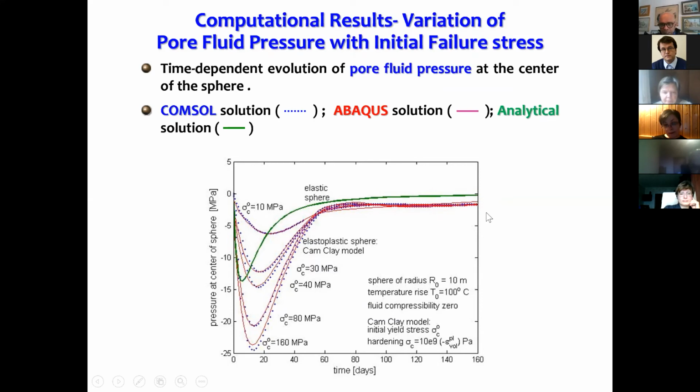The objective of this analysis is really that you can't do analytical solutions for this. It's extremely difficult. You could, I suppose, but it takes a lot of time and effort. But if you can compare the analytical solution with the COMSOL solution for the linear elastic case, then at least you have some legitimacy to apply it to the elastoplastic case as well.